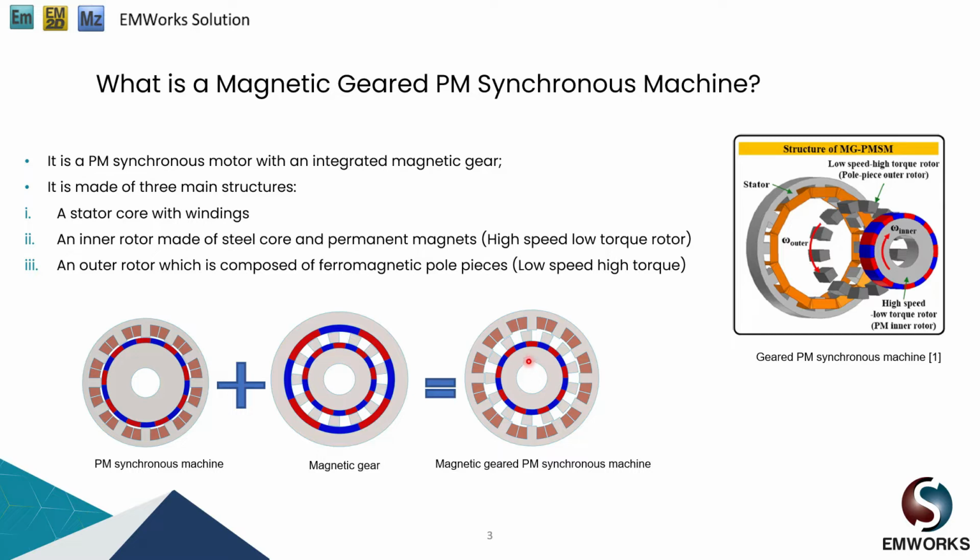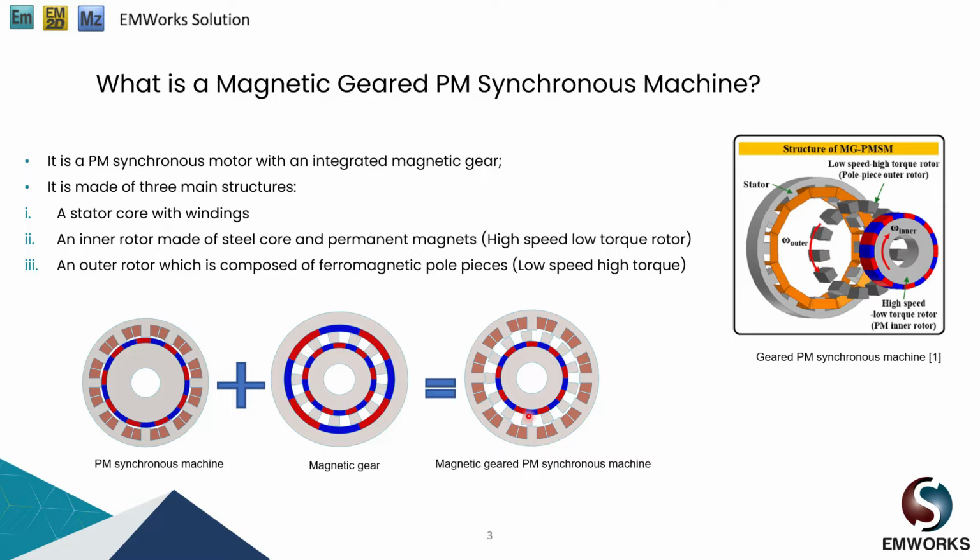Then we have the third structure, the outer rotor, which is connected to our load. It has a higher torque and lower speed. So there is power transmission from the inner rotor to the outer rotor, and there is amplification of the torque, from low torque to a higher torque at the outer rotor. This is mainly the concept of the magnetic geared permanent magnet synchronous machine.